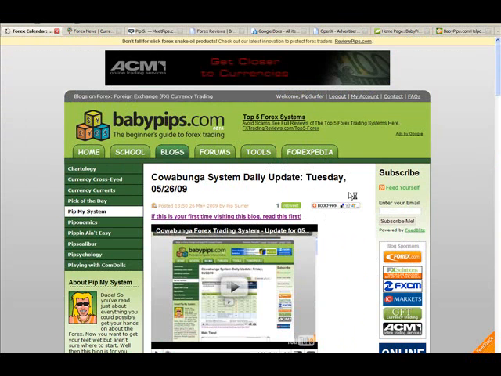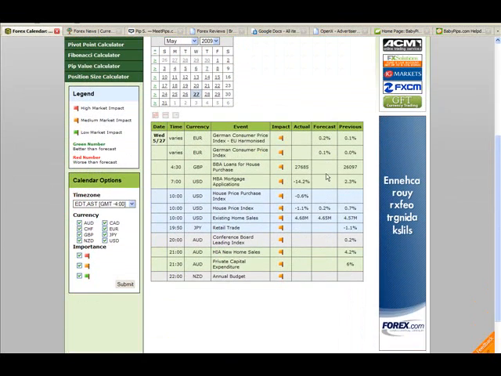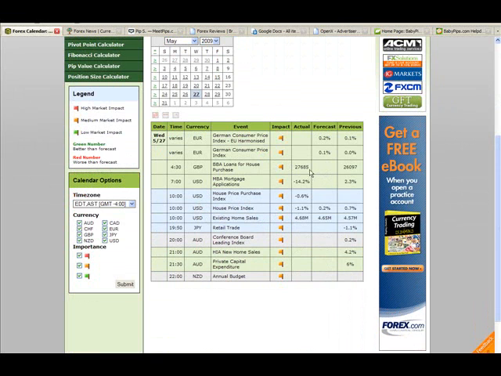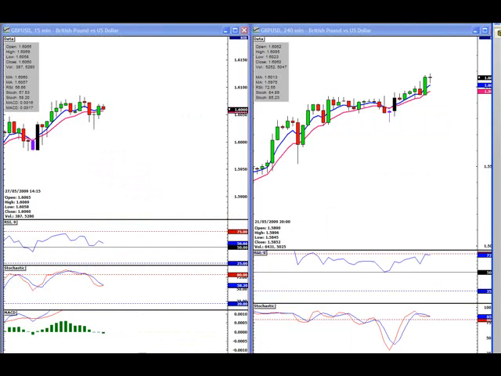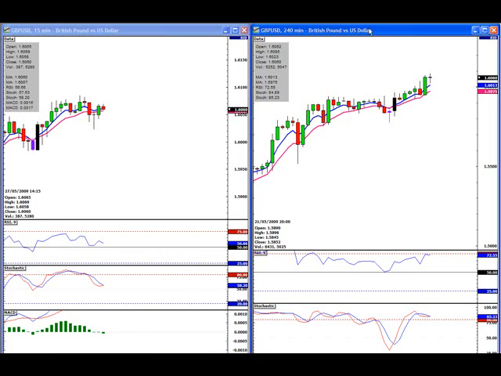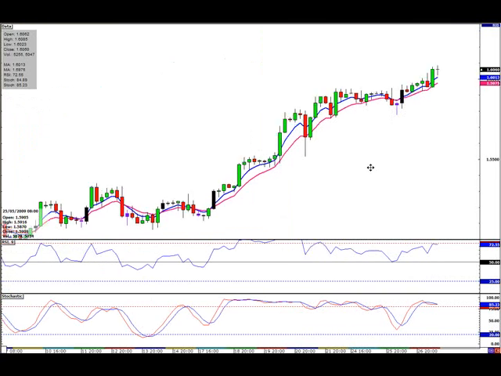While I'm here, though, let me go ahead and take a look at the news events for the day. Really, the only interesting news event was at 10 o'clock, and that was existing home sales. Other than that, there wasn't really any news events that I thought would affect our trades too much. So, again, always check your news before you start trading.